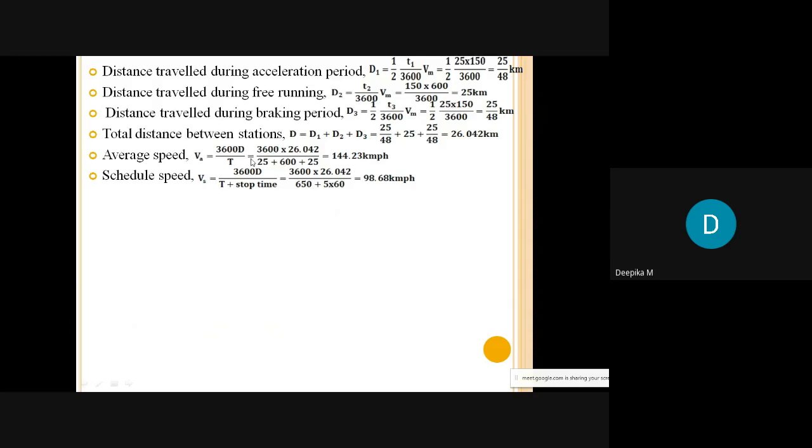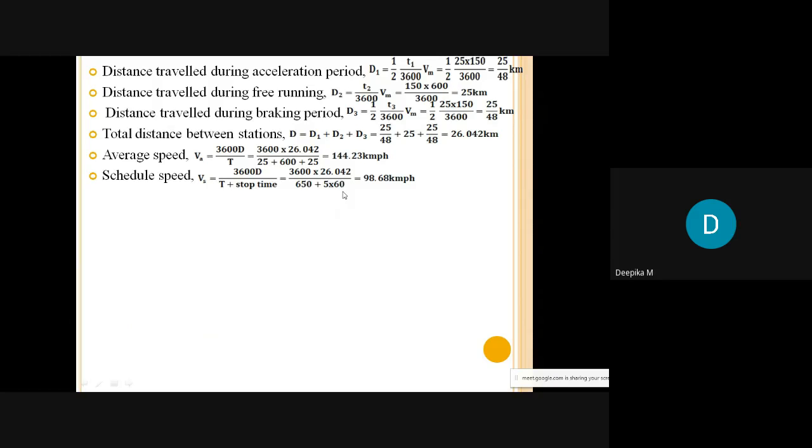So I can use this formula to calculate the scheduled speed, which is nothing but D divided by time, where D is the distance and the time has to be converted into hours, so therefore divided by 3600. And what is schedule speed? Schedule speed is actually based on the sum of time during run plus stop time, because during the run of a train there will be a stop time also. If I add the stop time to the time of run, then we will get the schedule speed. So therefore this is the formula to calculate the schedule speed.